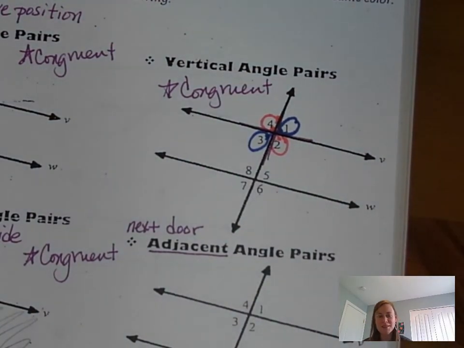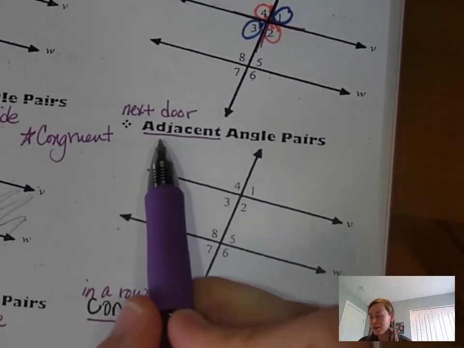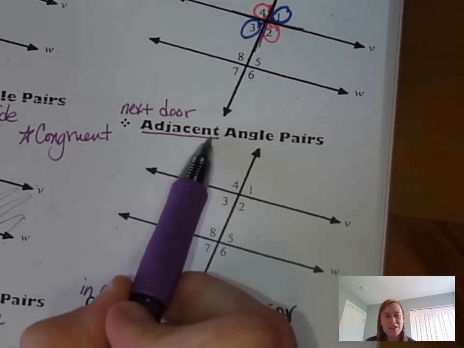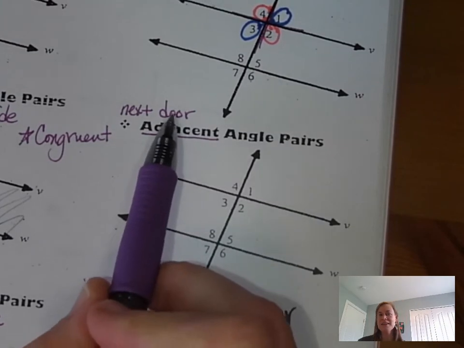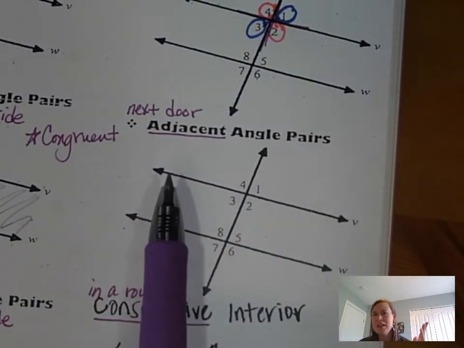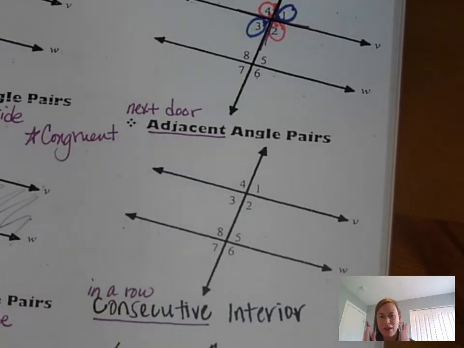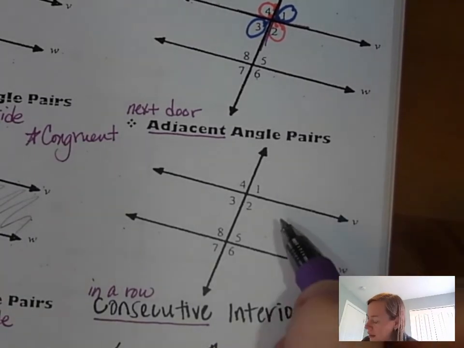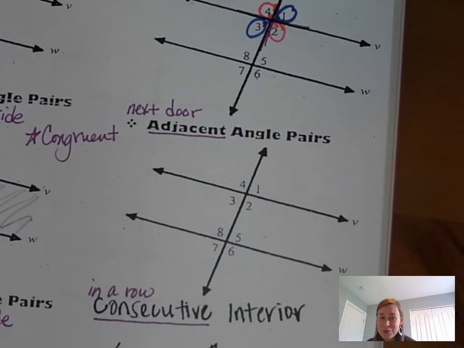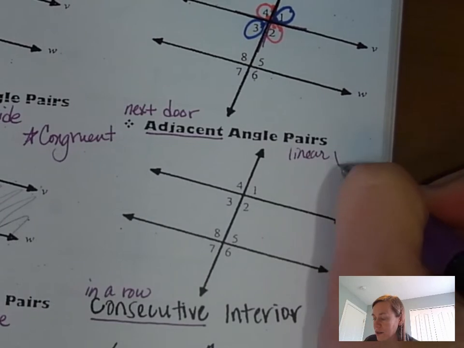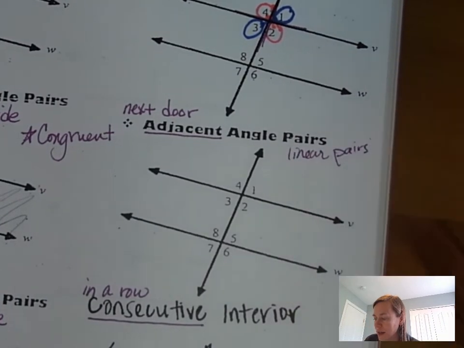Okay, now let's talk about some supplementary pairs. So here we have adjacent angle pairs. Let's talk about that word adjacent. Adjacent just means like next door to, right next to. So like Josh's bedroom is adjacent to his brother's bedroom. They're right next door to each other, right? Okay, so adjacent angle pairs, you could have anything that's basically right next door to each other. And this is going to be a lot like the linear pairs we studied in the triangles unit.